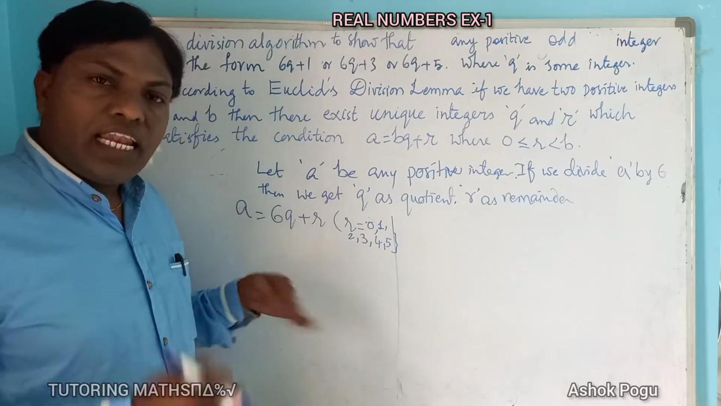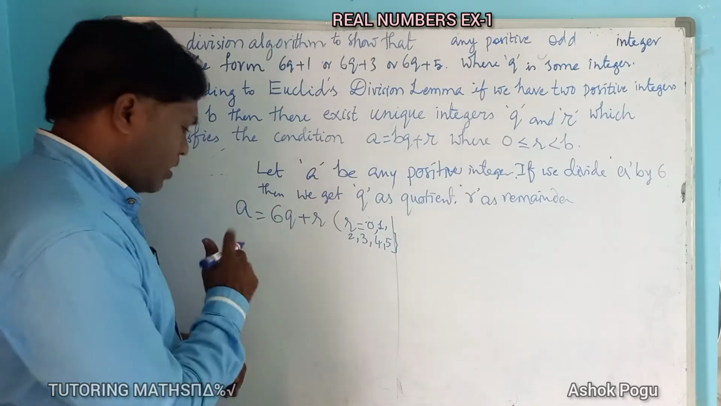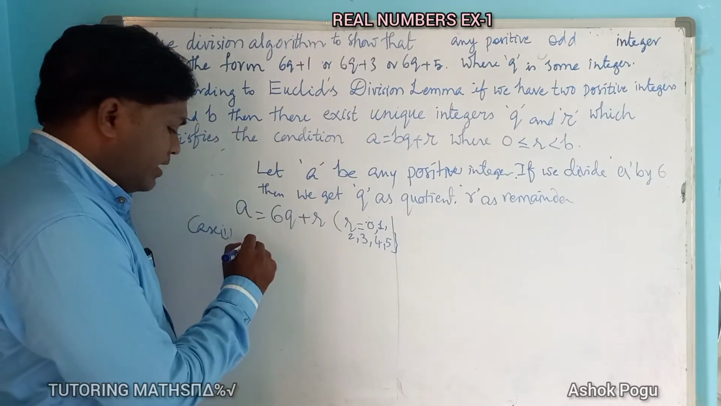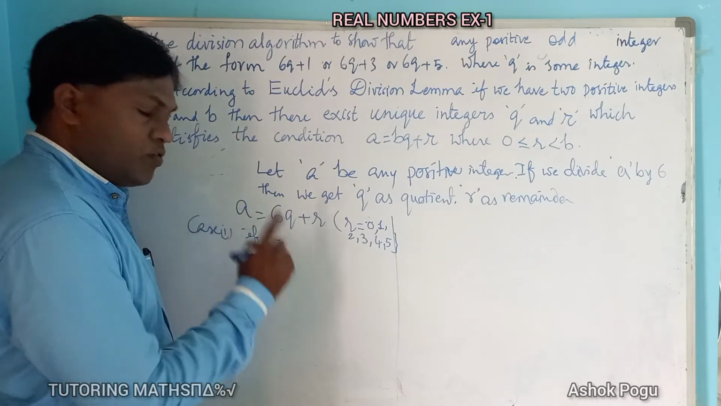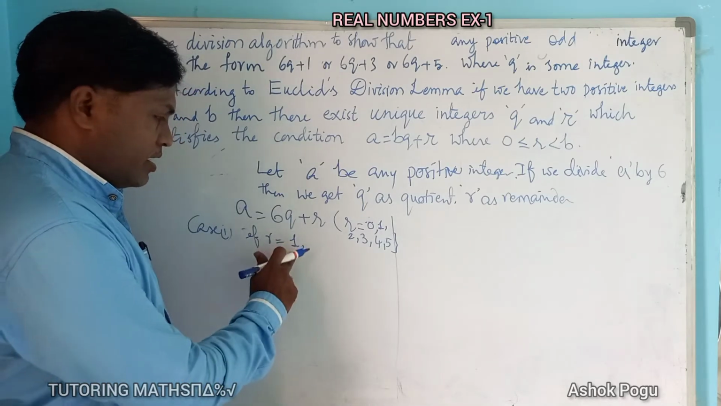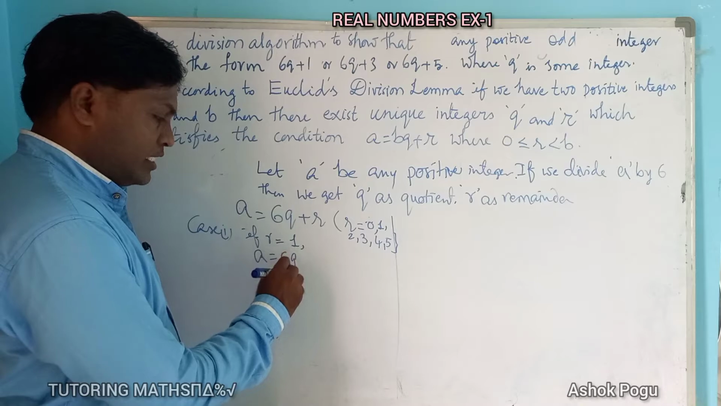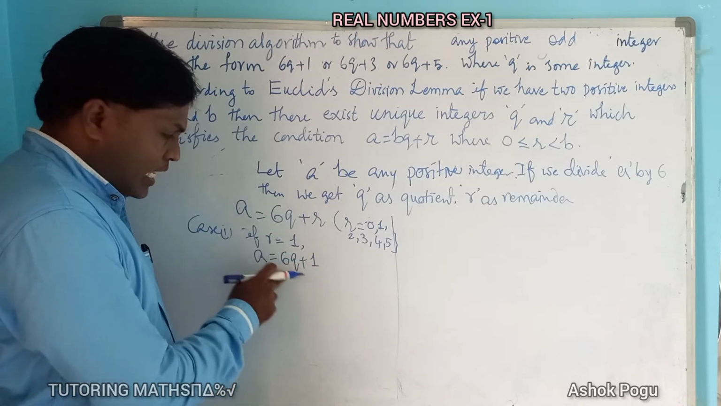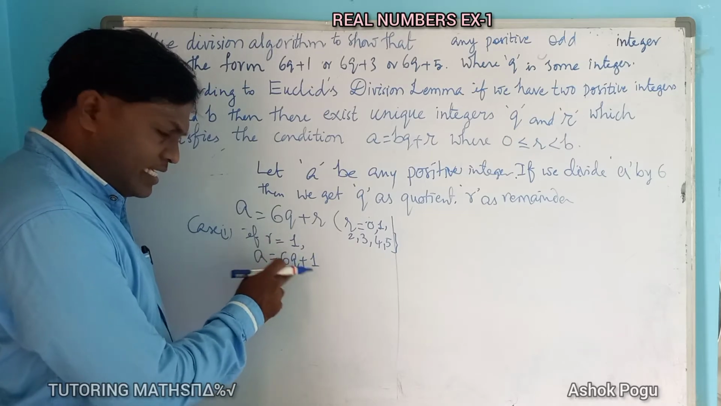So let us discuss the cases one by one. Case 1: in the first case, if r equals 1, because it is the first odd integer, then a equals 6q plus 1. Here it is 6 into something.